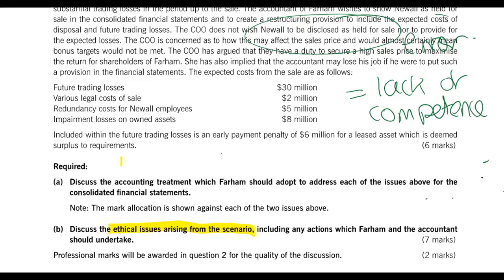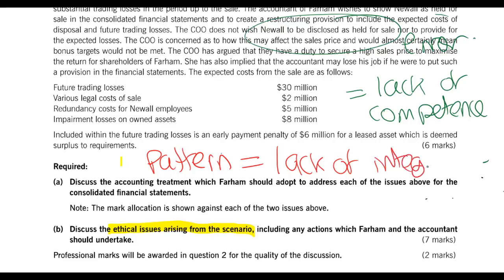But I haven't finished yet, because I think these errors amount to a pattern. I think these errors are a series not of accidental blundering mistakes, but a deliberate series of actions designed to maximize the profit. And if those errors are deliberate, then effectively we are looking at a lack of integrity. We're looking at creative accounting. We're looking at something that is clearly unethical.